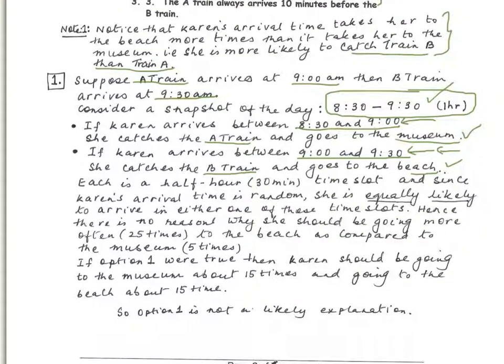So if the first scenario were true, then she would be going 15 times to the museum and 15 times to the beach. And there's no reason why the two numbers should be very different. The first explanation does not tell us why she's going 25 times to the beach and only 5 times to the museum.